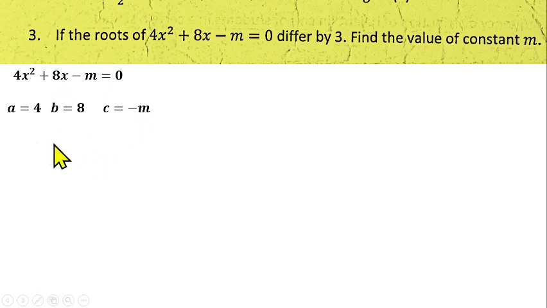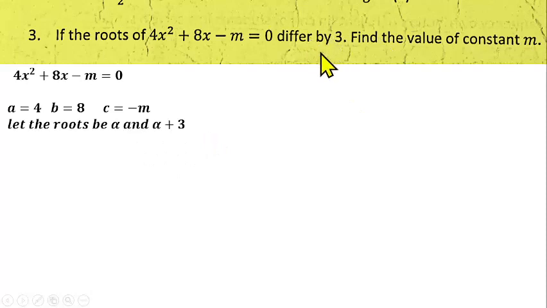From there, let the first root be alpha. If the first root of this quadratic equation is alpha, what will be the second root? Because we are told that the difference between the two roots is 3. So if the first one is alpha, that means the second one will be alpha plus 3. Do we understand that? The difference between the two roots is 3, so if the first root is alpha, the second root will be alpha plus 3.